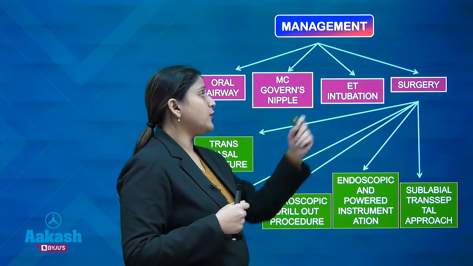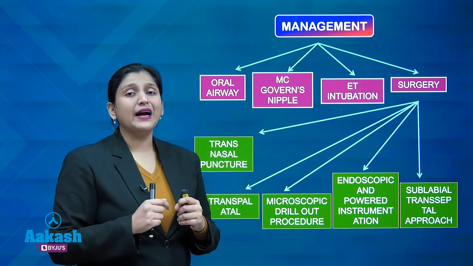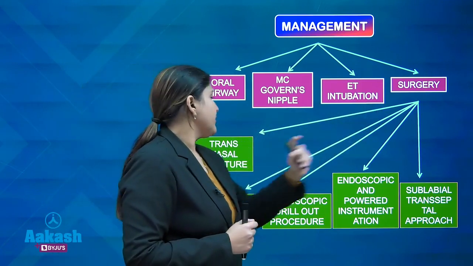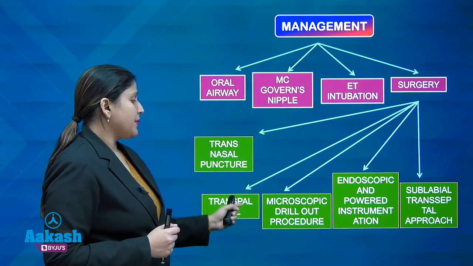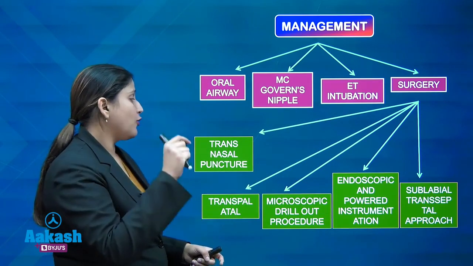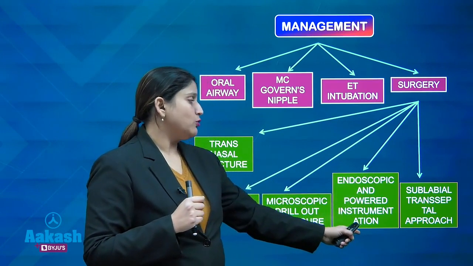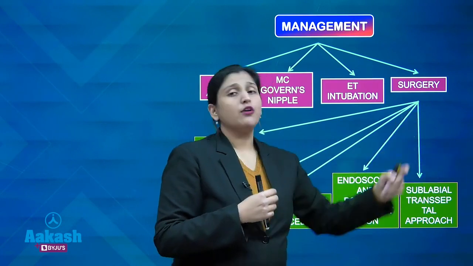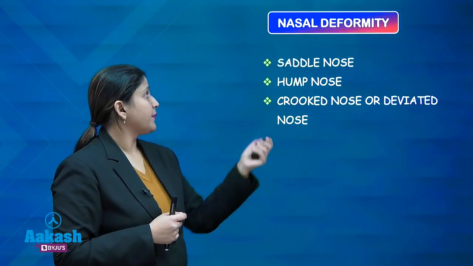You might require an ET intubation for a child who has bilateral choanal atresia at birth. In surgery, you can do a transnasal puncture, a transpalatal repair, a microscopic drill out procedure, endoscopic and powered instrumentation can be used, or a sublabial transseptal approach for managing the choanal atresia can be done.